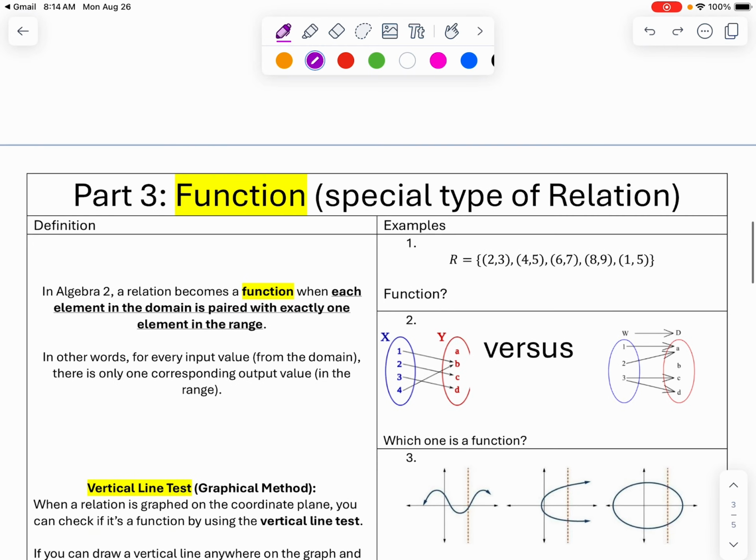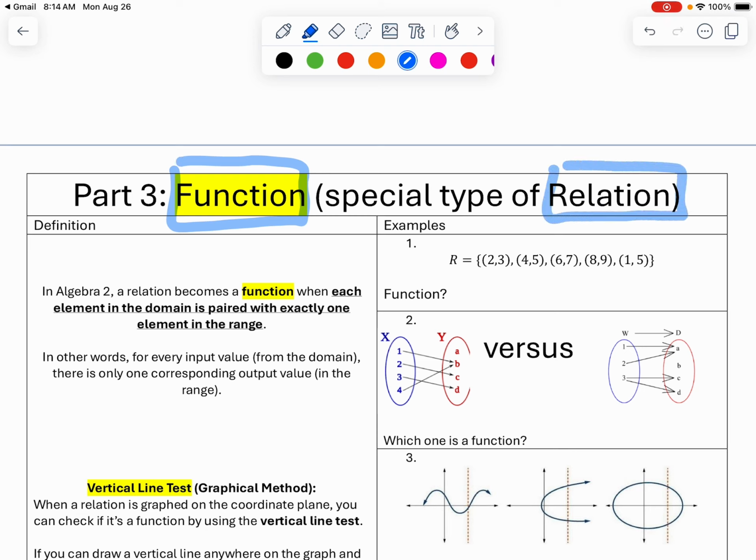Okay, part 3, functions. Now, a function is a special type of relation, just like a girl is a special type of human. It's like a category. Some are functions, some are not functions. But I want to say, what would make a relation into a function? And hopefully you don't have things muted because I'd like to talk about relationships in general.